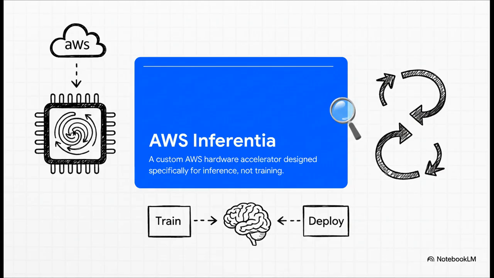Inferentia is custom hardware. It's a chip that AWS built from the ground up, and it is purpose-built for one thing and one thing only: inference. You do not train your models on it. You train them somewhere else, and then you deploy them onto Inferentia to run them cheaply and at massive scale.